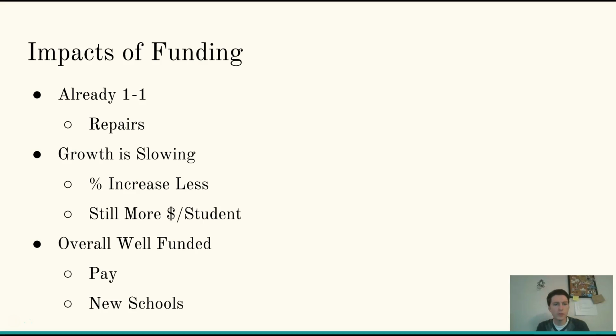Alright, and just to talk a little bit about Colorado. Denver in Colorado has been growing a ton, but growth is slowing. The percent increase in dollars per student is going to be a little bit less, but we're still going to be getting more money per student than we did last year. So we are pretty well funded in Denver for sure, and in Colorado.